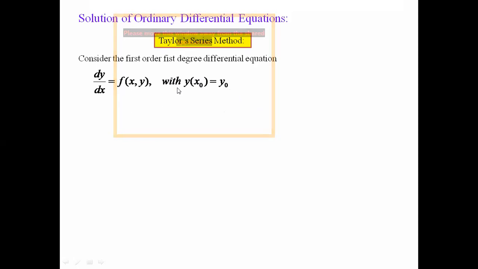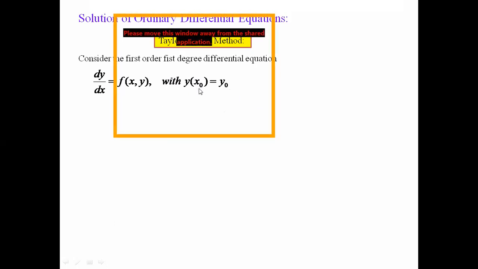When this type of condition is given, y of x naught is equal to y naught, it means the solution of this differential equation is given at a point x naught. That means the value of y at the point x naught is given. The process of finding the value of y for consecutive values of x like x1, x2, x3, where each step is equidistant, that means equally spaced, this process of finding the solution is called the numerical solution for this type of differential equation.